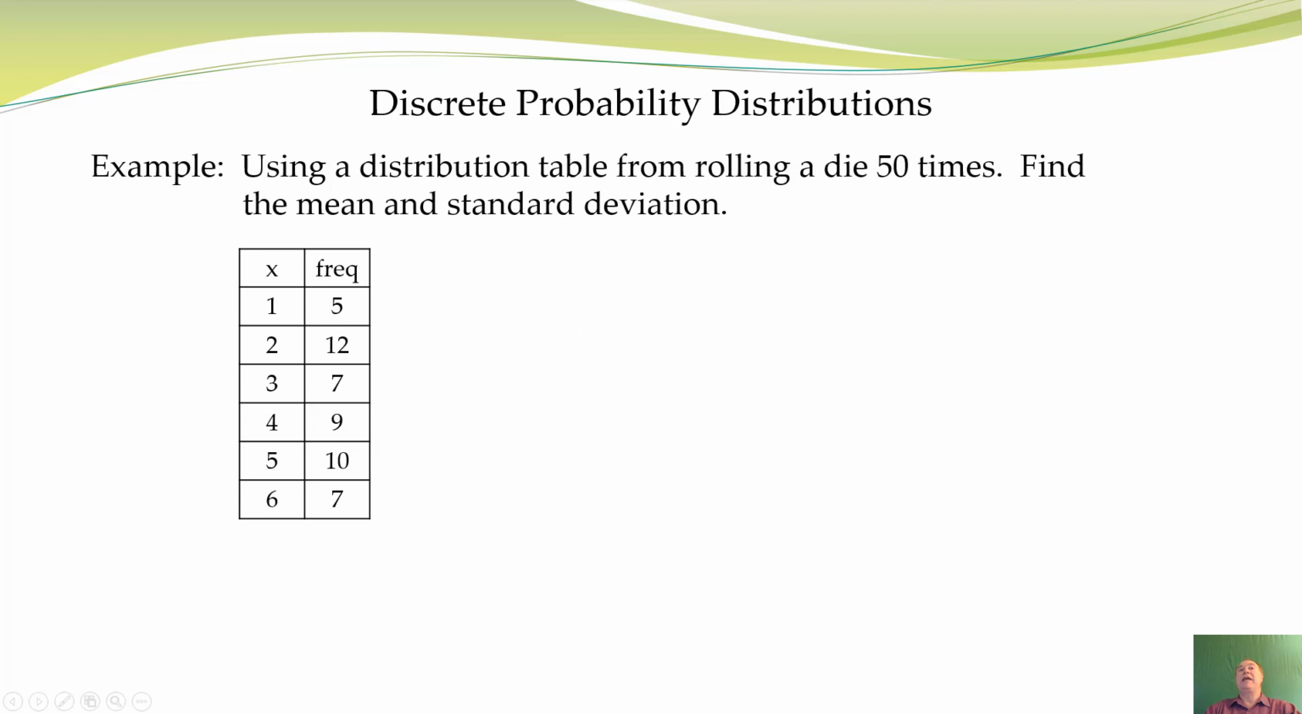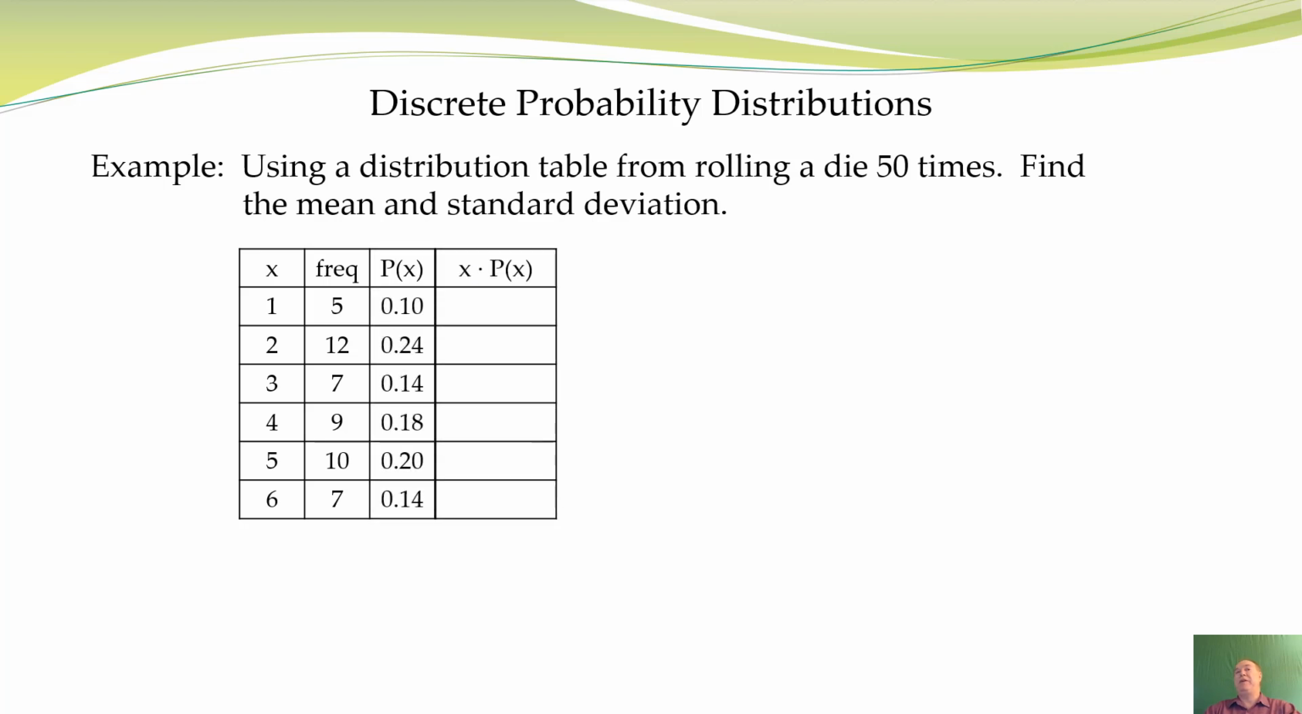Okay, so looking at an example, using a distribution table from rolling a die 50 times. Find the mean and standard deviation. Well, first, I need to find p of x. So I take 5 divided by 50, 12 divided by 50, 7 divided by 50, all the way down. So now I have the probabilities. Next, I find x times p of x. So I take 1 times 0.10, 2 times 0.24, all the way down, and fill in my x times p of x values. Next, I find the sum of that column. That's my mean. That's my mu of x, the mean for the probability distribution, 3.56.